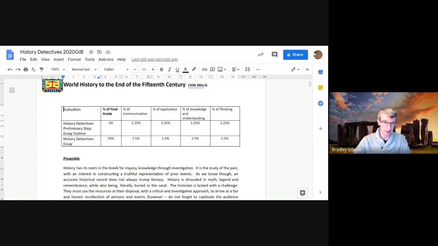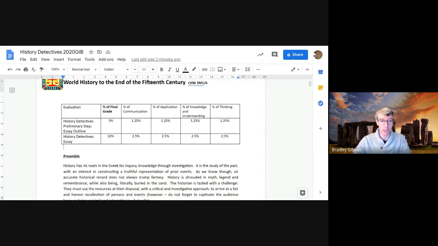So you can see that there are two parts. There's a first part, which is your preliminary step, an essay outline, which is worth 5% of your mark, and an essay worth 10%. We're doing this early because I think it's important that we develop your essay writing skills early on in the course, and we hone them throughout the course. You'll likely thank me in grade 12, or maybe you won't, who knows?